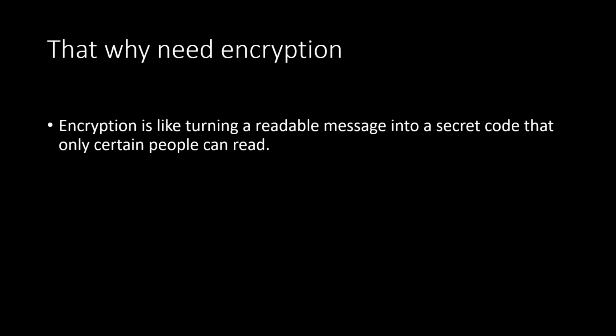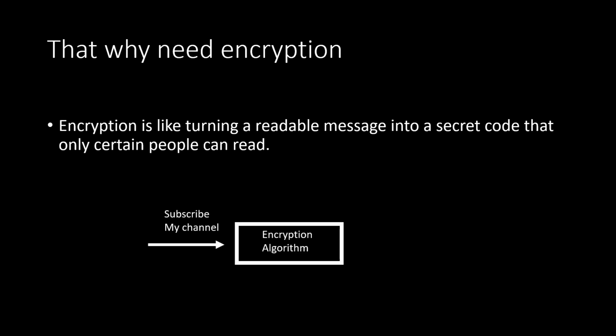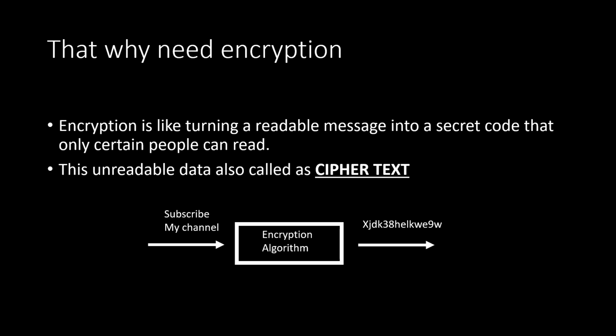We need encryption. Encryption is like turning a readable message into a secret code that only certain people can read. Like this: "Subscribe my channel." I put it into the encryption algorithm. The encryption algorithm outputs something like this. It's unreadable data. This unreadable data is also called ciphertext.